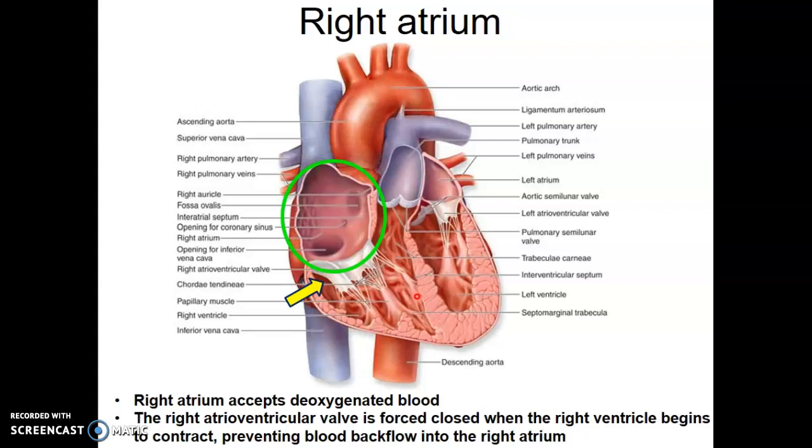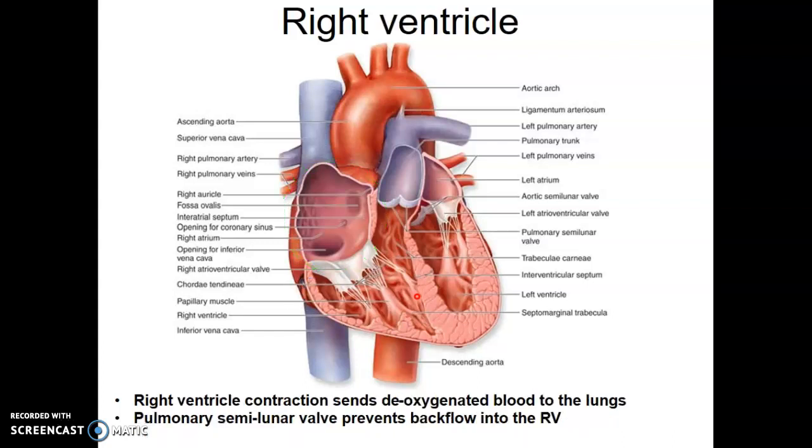There's our right atrium. There is the right atrioventricular valve, also known as the tricuspid valve, also known as the mitral valve. If you can remember one of those, you are doing fantastic. The right ventricle. All right, now we've moved into the right ventricle. Here's our right ventricle. See how that muscle wall is not super thick compared to that left side.